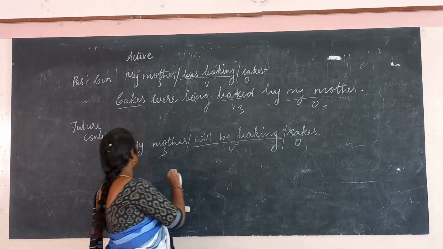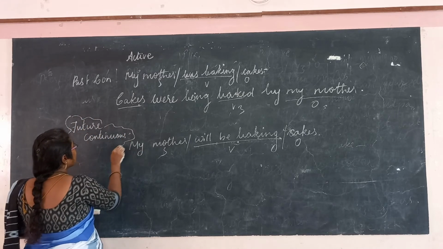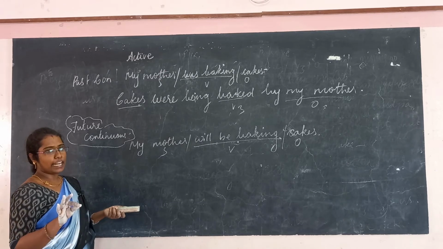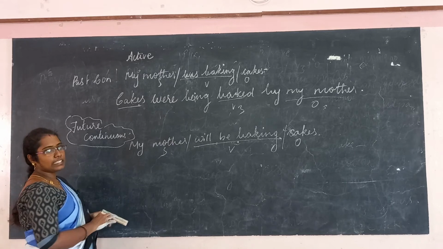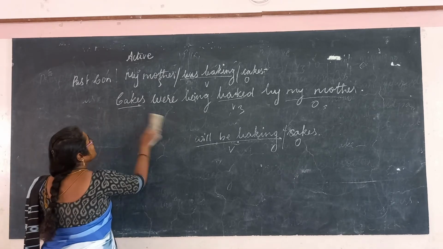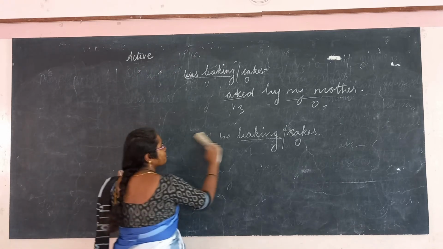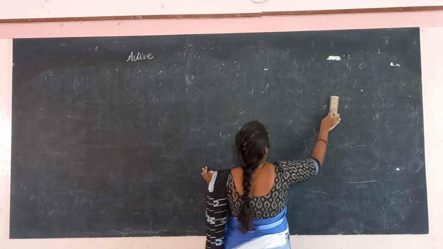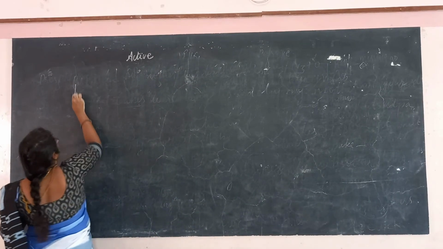So future continuous, as I told you already, future continuous, present perfect continuous, past perfect continuous and future perfect continuous. These four tenses don't have a passive voice. So this sentence doesn't have a passive voice. So we still have only three more tenses: present perfect, past perfect and future perfect. Look at that. Present perfect.